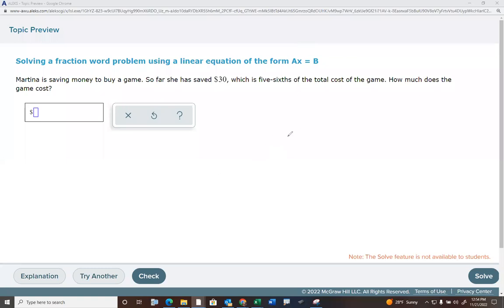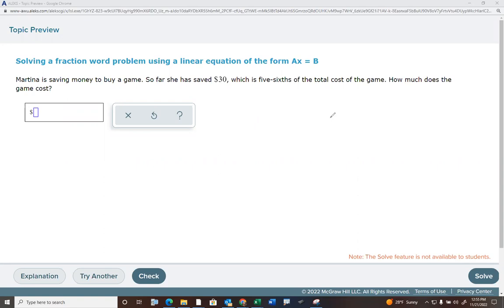All right, last one. Martina is saving money to buy a game. Okay, probably Monopoly. That's what everybody buys. And let's see. So far she has saved $30, which is 5/6 of the total cost of the game. How much does the game cost?